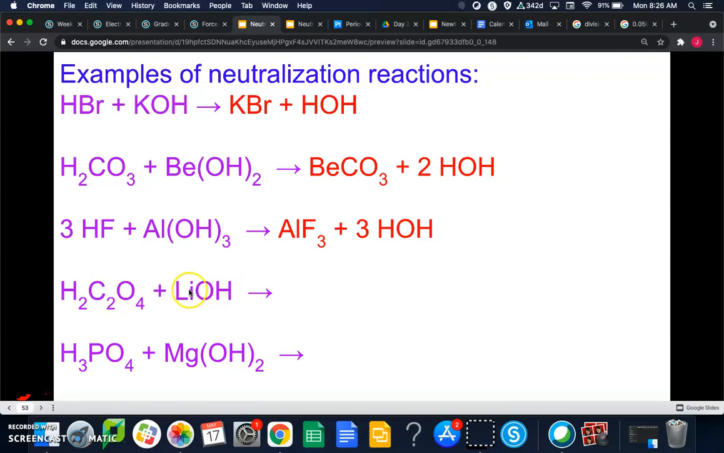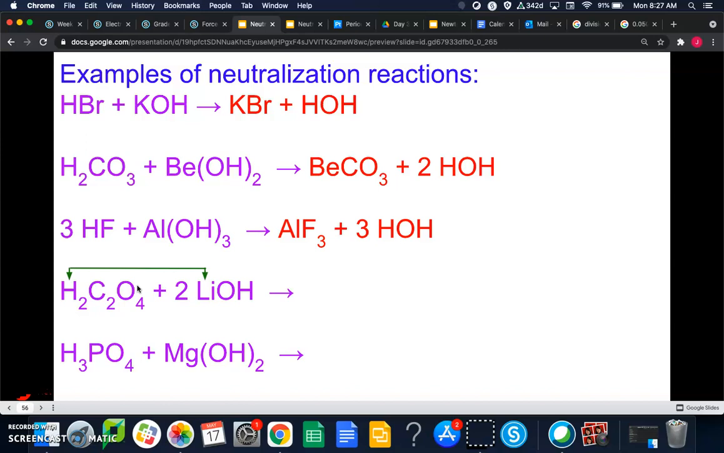Okay, so now for this one we have 2 hydrogens in the acid, but we only have 1 OH in the base, only 1 hydroxide. So we're going to need 2 base molecules to react with this acid. So that's why I'm putting a 2 here, so that we can have 2 OHs to react with those 2 hydrogens.